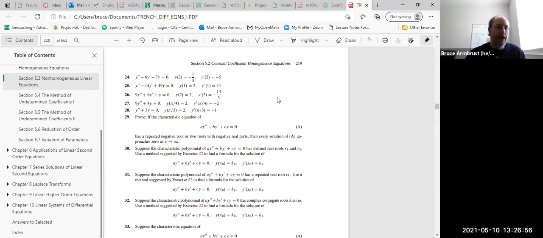All right, so let's look at 5.2, number 29. We'll look at that one first here. So it says prove that if the characteristic equation of this guy, ay double prime plus by prime plus cy equals 0, has a repeated negative root or two roots with negative real parts, then every solution approaches 0 as x goes to infinity. All right, well, I think the best way to do this is just to kind of slug it out.